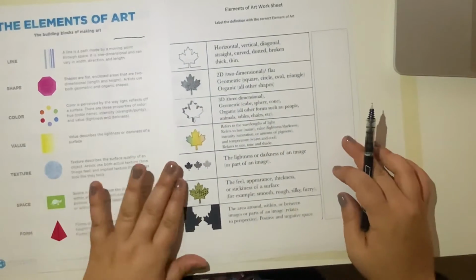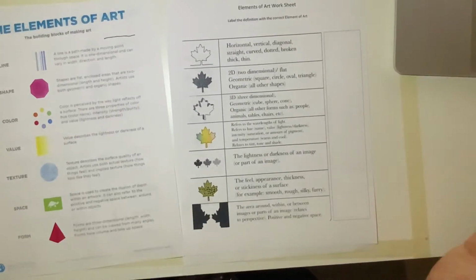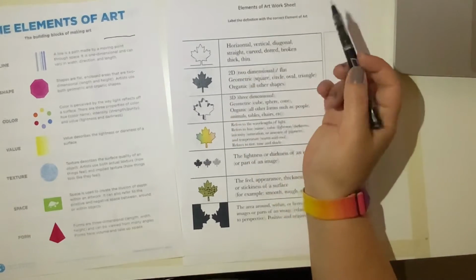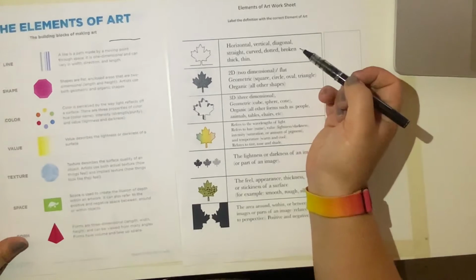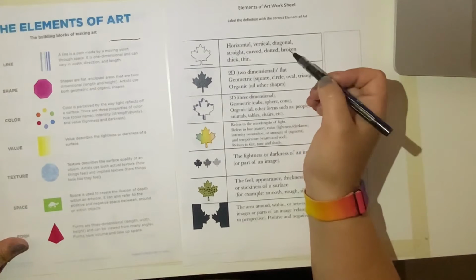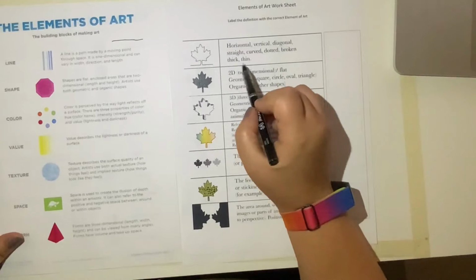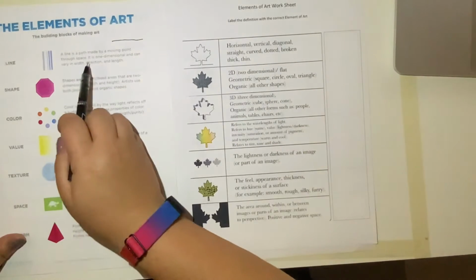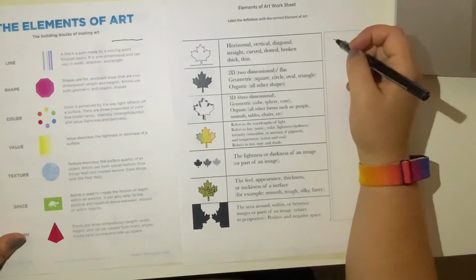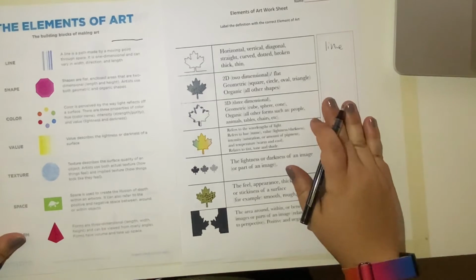So here, since I'm an artist, I like to think visually, so I'm going to look at which one is drawn with just lines first. So this one is drawn with just using lines, and then it lists the variety of directions and qualities that a line can have. So a line could be horizontal, vertical, diagonal, straight, curved, dotted, broken, thick, and thin, and that talks about here can vary in width, direction, and length. So I'm going to go ahead and label this one as line. Okay.